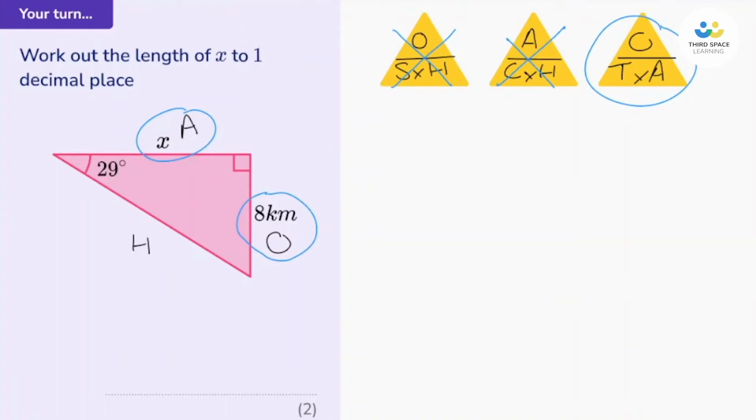Now, we wanted to work out x, which was the adjacent. So if we cover up the A in my triangle here, we can see that A is equal to O divided by T. And let's substitute some values in. So A is x, O is the opposite, which is 8, and T is tan, but it's always tan of the angle, and the angle here is 29 degrees.